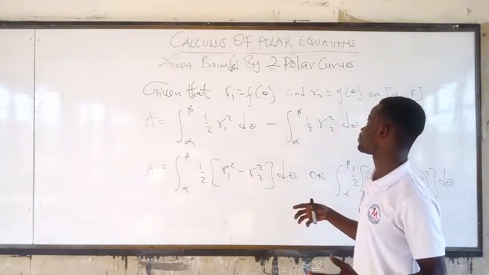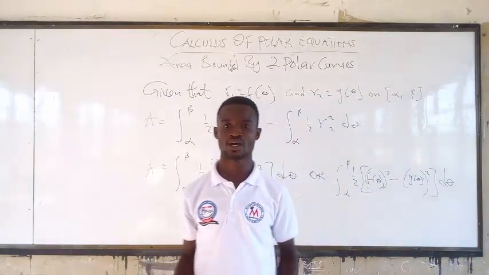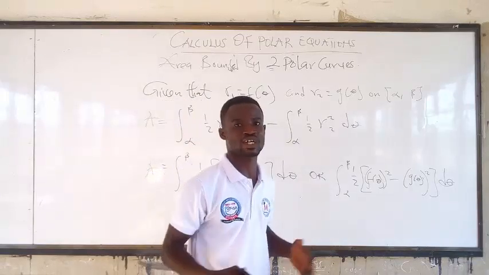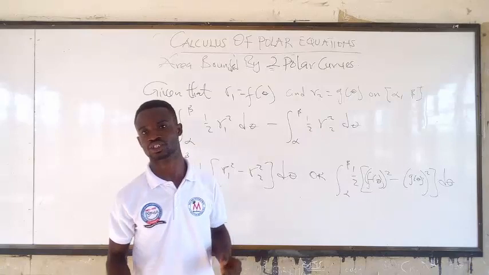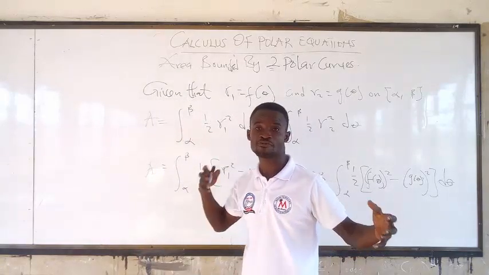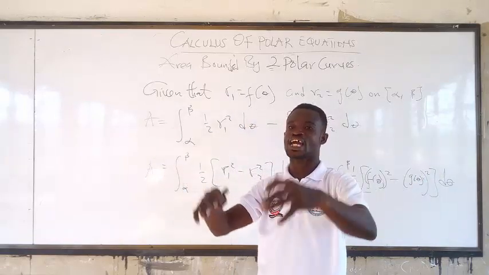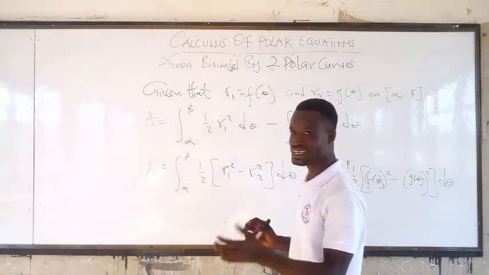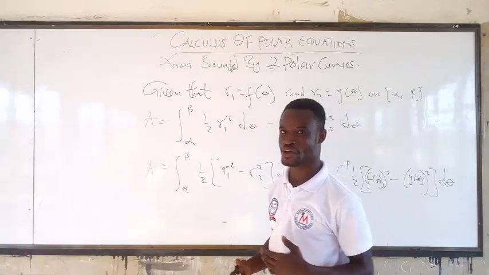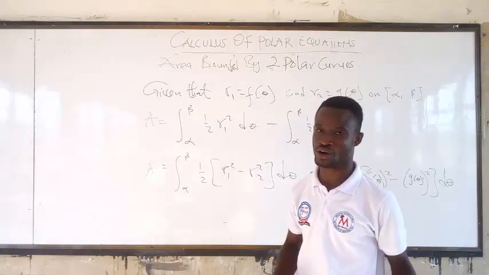Welcome to area bounded by two polar curves. So we are done with finding area bounded by a curve, just a curve. That is one polar equation. We are coming to two curves, right? When you're going to give two polar equations to find the area bounded by it under a certain interval, that interval is where you are going to take your upper limit and your lower limit.